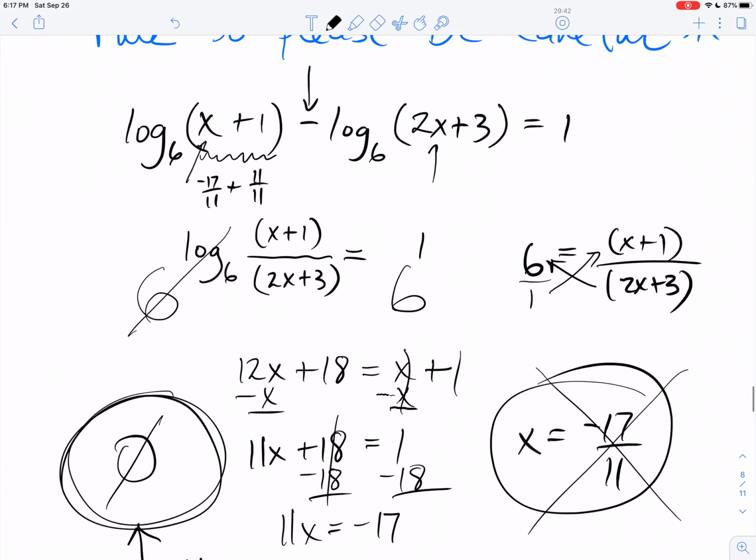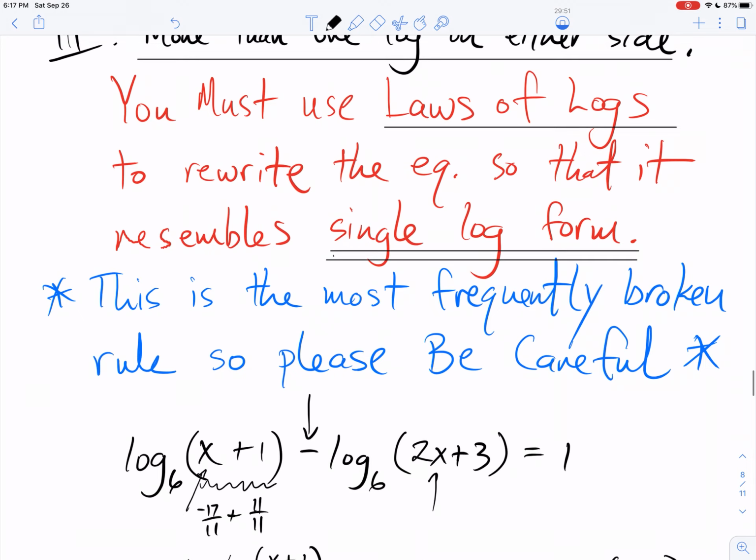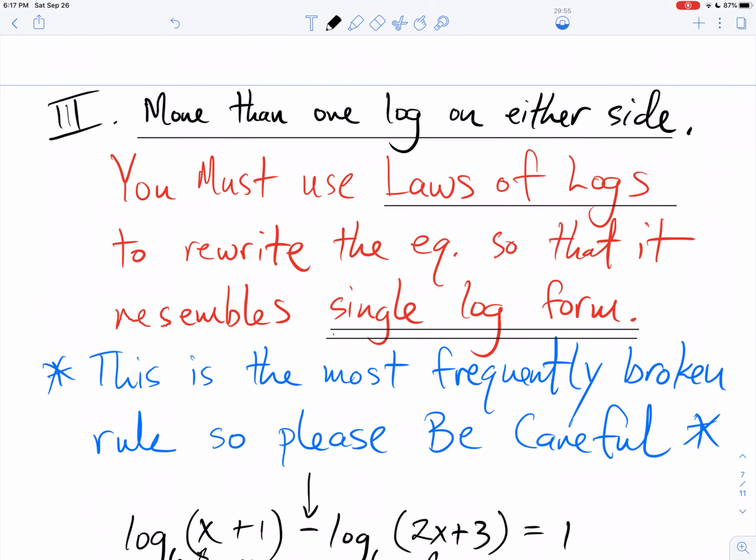This original has 2 logs on the left, no logs on the right. So what is the Roman numeral 3? How did I phrase this? There's more than 1 log on either side. You've got to use laws of logs, that's the quotient rule or the product rule, to rewrite the equation so that it resembles single log form. And this is the most frequently broken rule, so be careful.